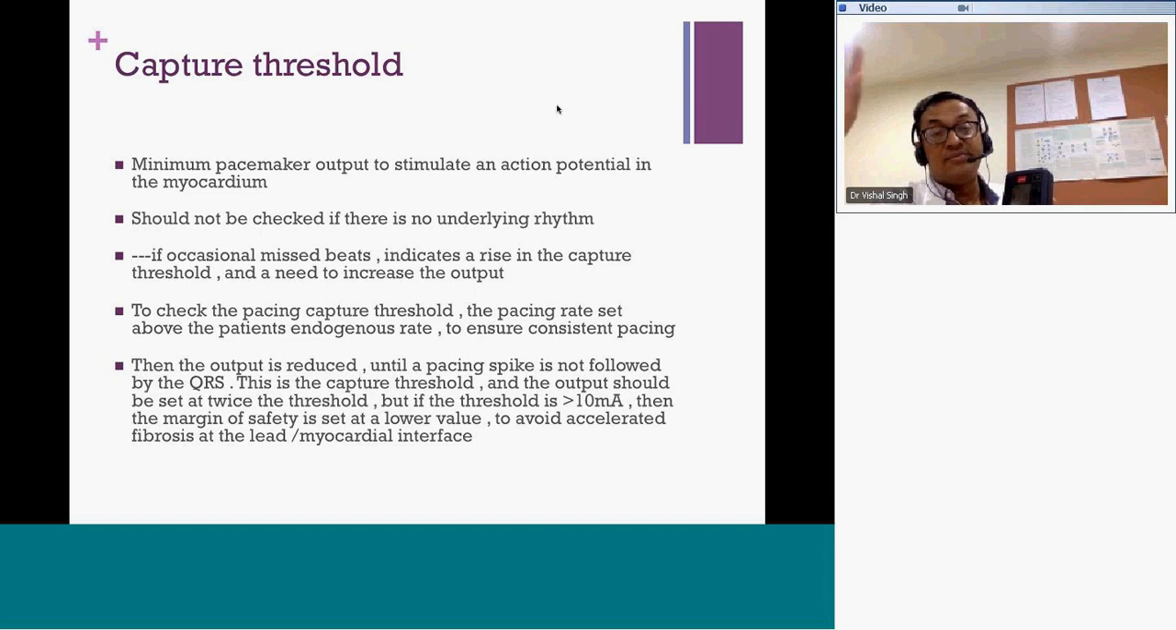This should be checked only if there's an underlying rhythm, as sometimes we lose capture, and you should not be taking that risk. So you should always be very careful about what the underlying rhythm is. If the patient doesn't have any rhythm by itself, never do these experiments of going up and down on the capture and sensitivity. Wherever it's working, leave it. Only when there is some sort of activity is it better to check it. It will be safer if the beats are there.